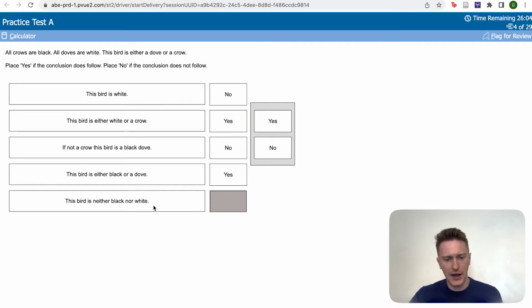This bird is neither black or white. Well, it definitely is a dove or a crow, and we know for sure that all crows are black, all doves are white. So this one doesn't follow. It must be black or white.